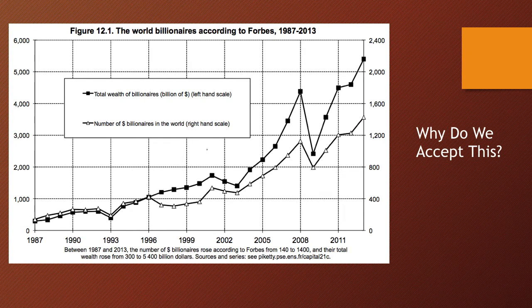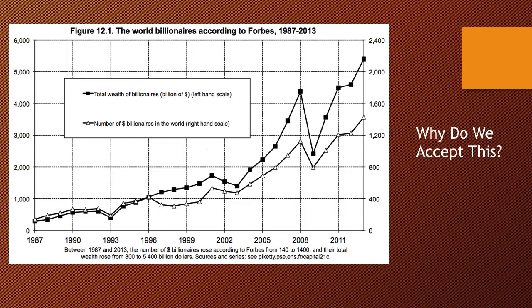And the number of billionaires has only grown over the last 30 years. In fact, it's grown rather exponentially, as has the wealth of those billionaires. So this means that more and more of the wealth in society, think back to that big red square, is concentrated in fewer and fewer people's hands. Why do we accept this? Right? Why do we say this is okay?